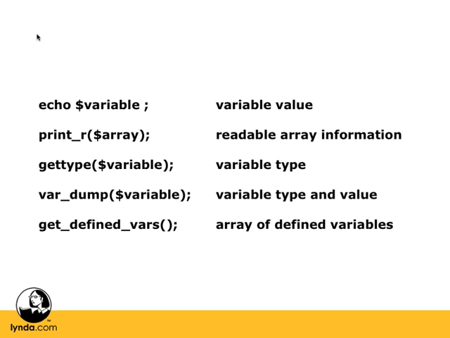get_defined_vars. It's a function with no arguments, and it will return an array of all of the defined variables. Now, of course, it's an array, so we're going to need to print_r that array if we want to see it in a nice readable format. But get_defined_vars is going to give us all of the variables that have been defined.